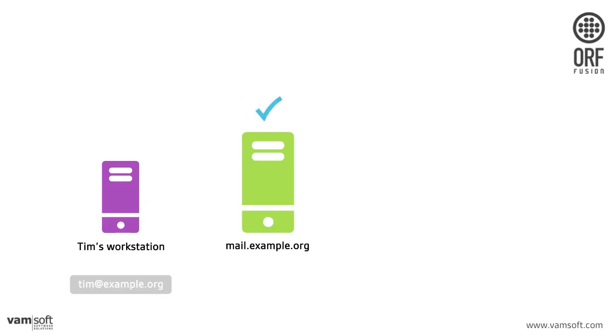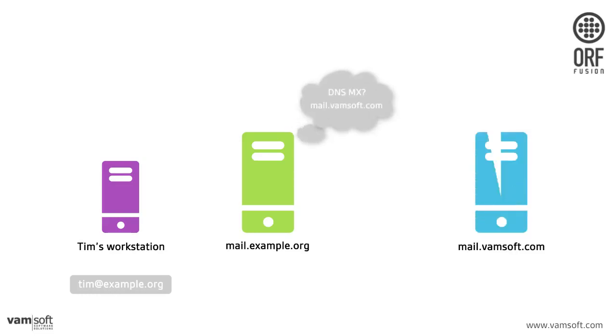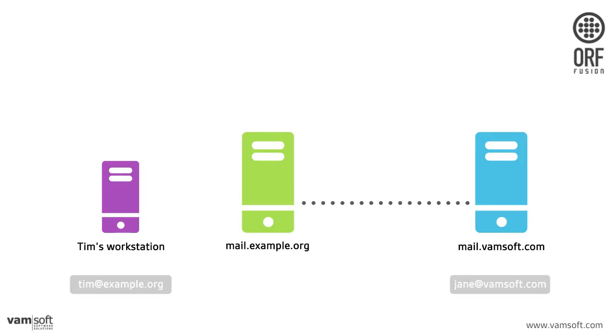A bit later, his mail transfer agent, mail.example.org, starts the delivery by looking up Jane's target host. It uses the domain name system to look up the mail exchanger record, or MX record, for the recipient's domain. This is the part of the email address to the right of the @ sign, vamsoft.com in her case. Then, the mail transfer agent, mail.example.org, connects to mail.vamsoft.com and transmits the email, which ends up in Jane's mailbox with the help of the mail delivery agent. This is usually where the story ends.